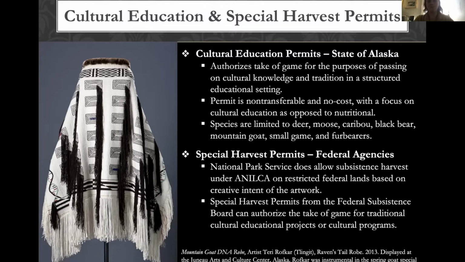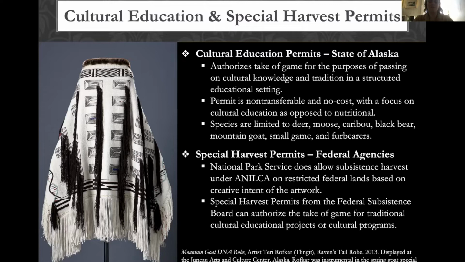The federal agencies also have something similar. It's called the special harvest permits. Now, the National Park Service does allow subsistence harvest under ANILCA on restricted federal lands based on the creative intent of the artwork. So in general, the national park doesn't allow you to go and hunt animals on their national park lands. But under ANILCA, they do allow it based on the intent. So the intent, again, is personal use for educational and assisting with other aspects. Or if you're from that particular park area and it is for personal cultural expression, they do allow some of those.